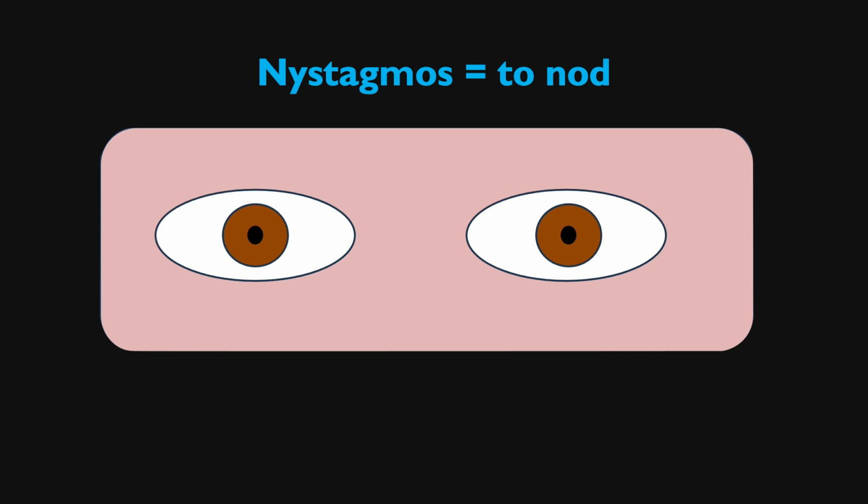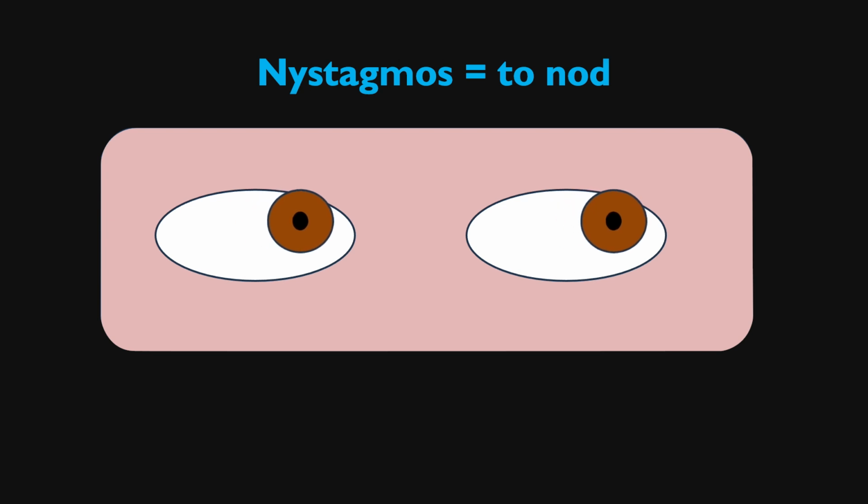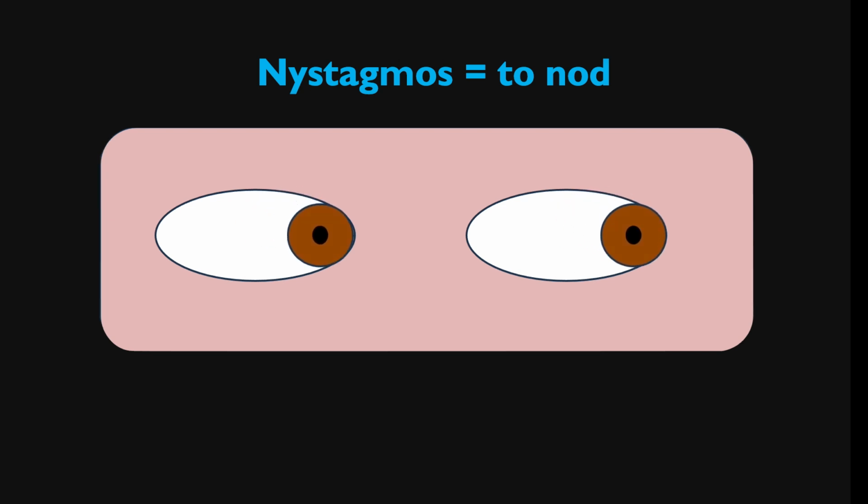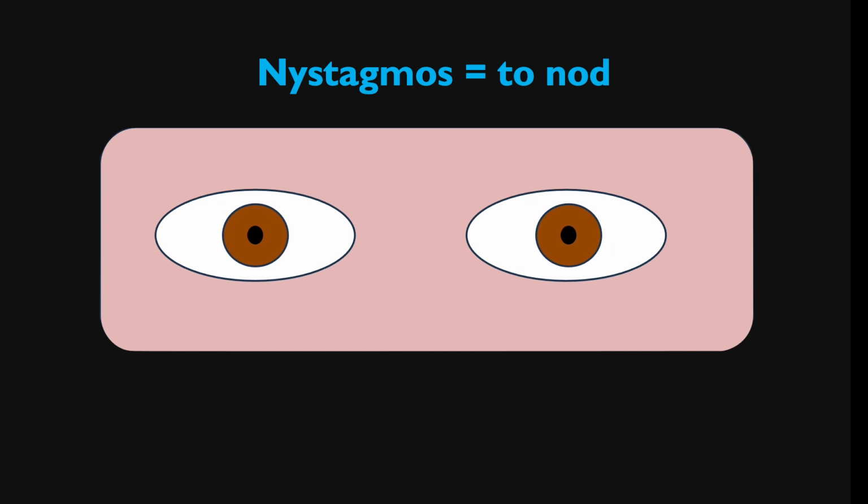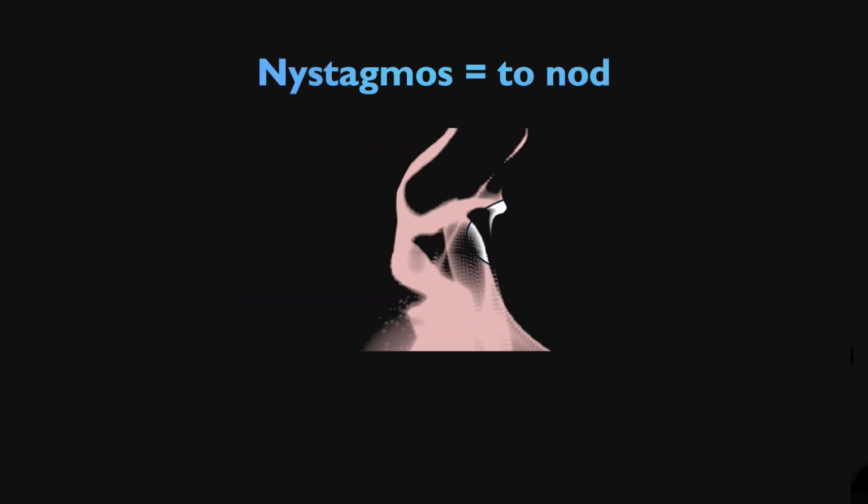Hello friends, do you know that nystagmus comes from the Greek word nystagmos, meaning to nod? A nystagmus is an involuntary rhythmic to and fro movement of eyes with a pathological slow phase moving the fovea away from the fixation and a corrective refixation phase which can be fast or slow.